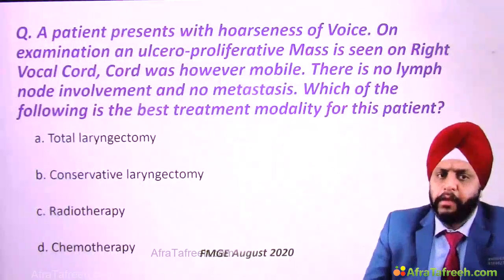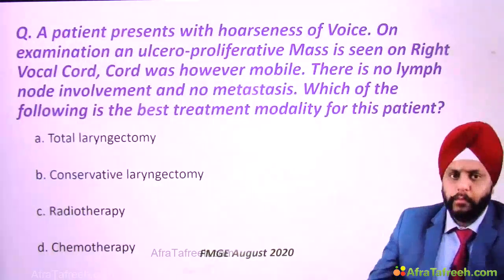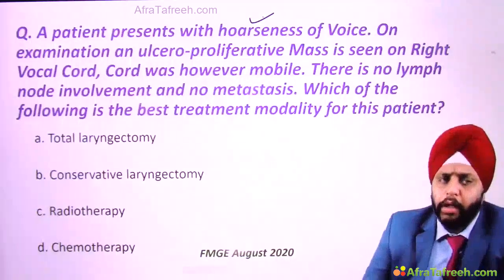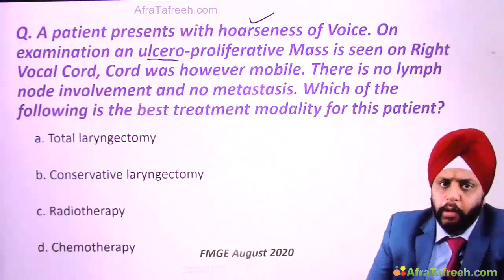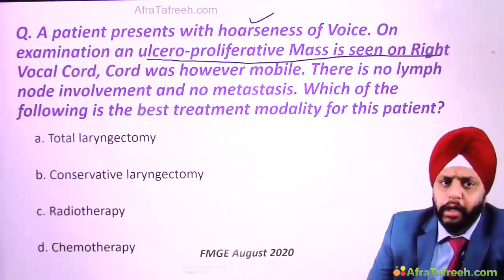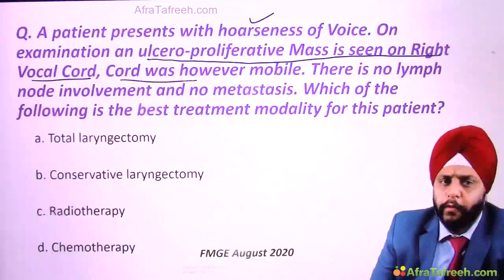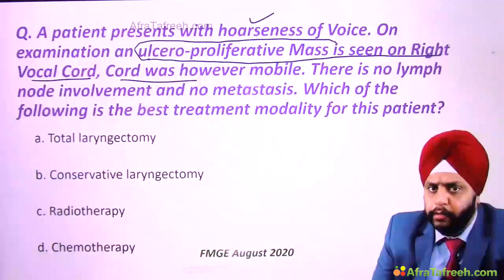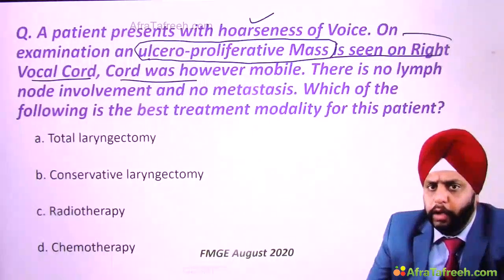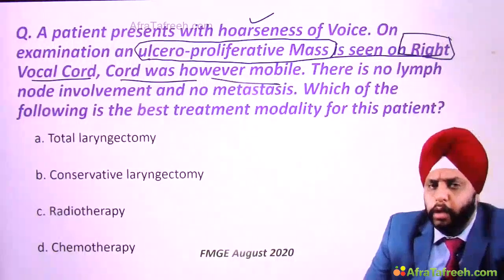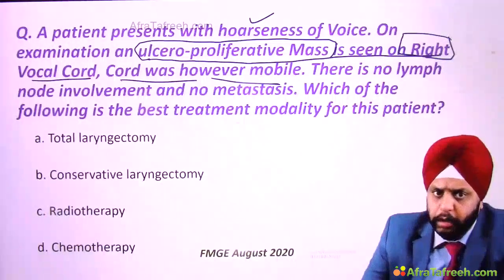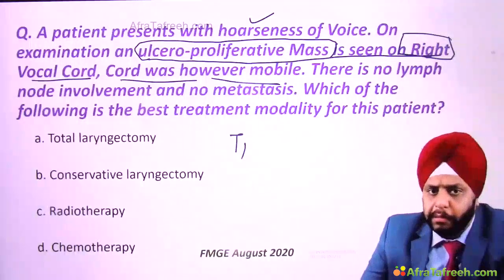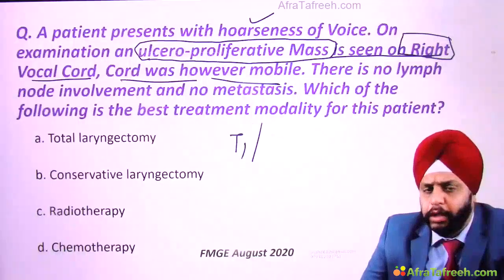A patient presents with hoarseness of voice, right? So there is something in the larynx, hoarseness of voice. On examination, an ulceroproliferative mass is seen on the right vocal cord. Cord was however mobile. So there is an ulceroproliferative mass. It can be a malignancy. It is seen in right vocal fold. One vocal fold is involved, but the cord is mobile, right? So it can be a T1 stage, right? There is hoarseness. Maybe if there is some restricted mobility, it can be T2.